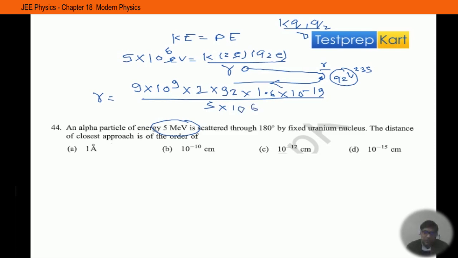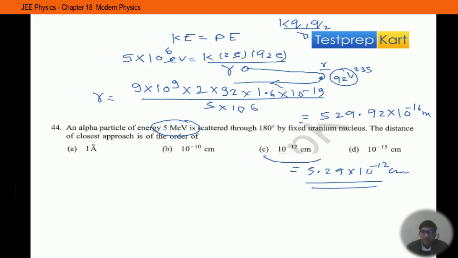Okay. So from here we'll get 529.92 into 10 to the power minus 16 meters. Or we can write 5.29 into 10 to the power minus 12 centimeter, as we need to give the answer in terms of centimeters. So this distance would be in the order of 10 to the power minus 12 centimeters.